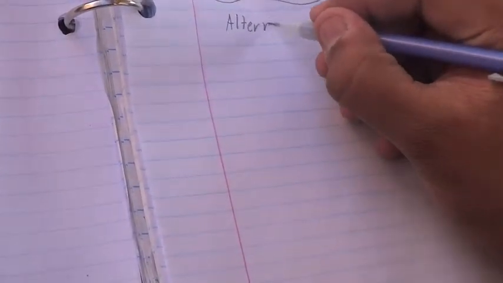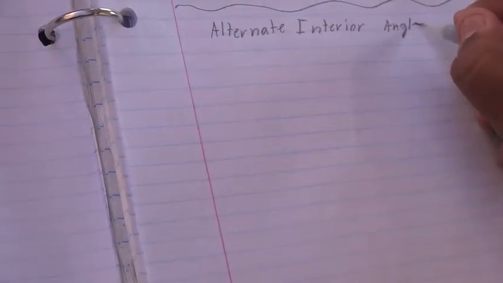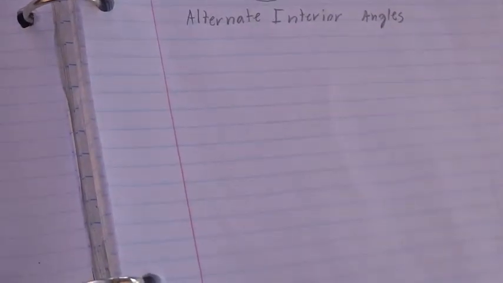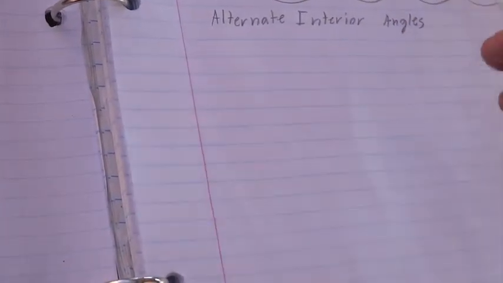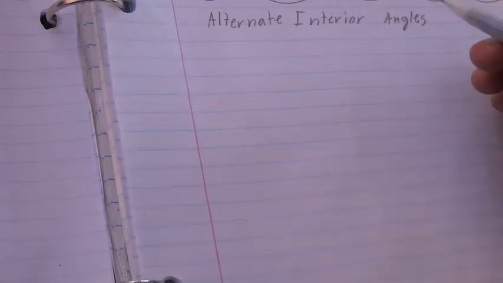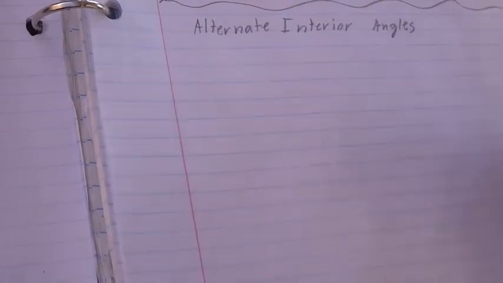Alright, another lesson I'm going to teach you is the alternate interior angles theorem. Alternate interior angles: when two lines are crossed by another line, called the transversal, the pairs of angles on opposite sides of the transversal, but inside the two lines, are called alternate interior angles.